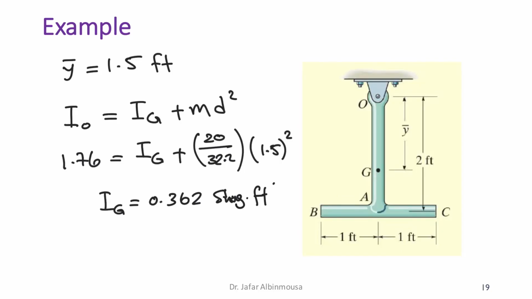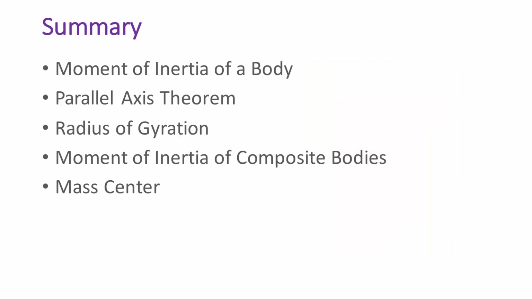To summarize, we have discussed the moment of inertia of a body, the parallel axis theorem, the radius of gyration. We also talked about the moment of inertia for a composite body and how to determine the mass center. That's it. Thank you.